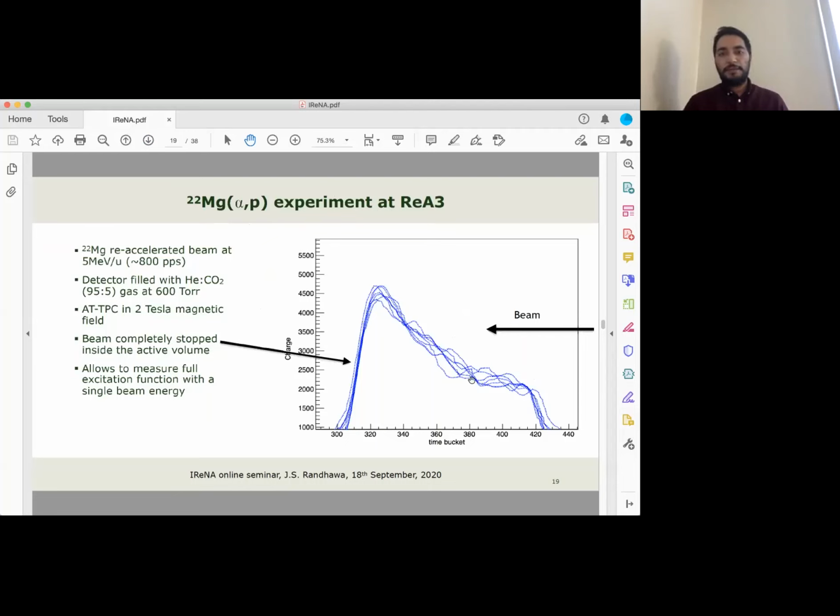This is the Bragg curve for the beam. The beam comes from this side and completely stops inside the detector. That means you can get the full excitation function at a single beam energy in one go.